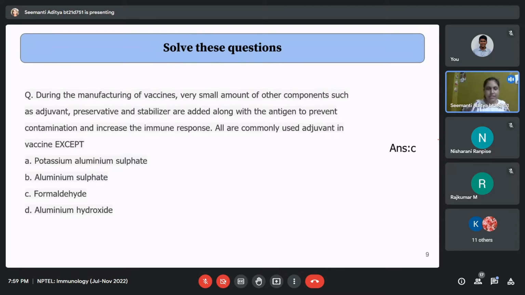Right. So the correct answer is option C. Formaldehyde is not used as an adjuvant because formaldehyde is a toxic substance, and it's generally used for fixing cells and not in immune responses. Adjuvants are mostly aluminium substances: potassium aluminium sulfate, aluminium sulfate, or aluminium hydroxide. Till now, only these are prescribed, and we cannot use any other kind of adjuvant to enhance the immune responses. So formaldehyde is the correct option. It's not an adjuvant.